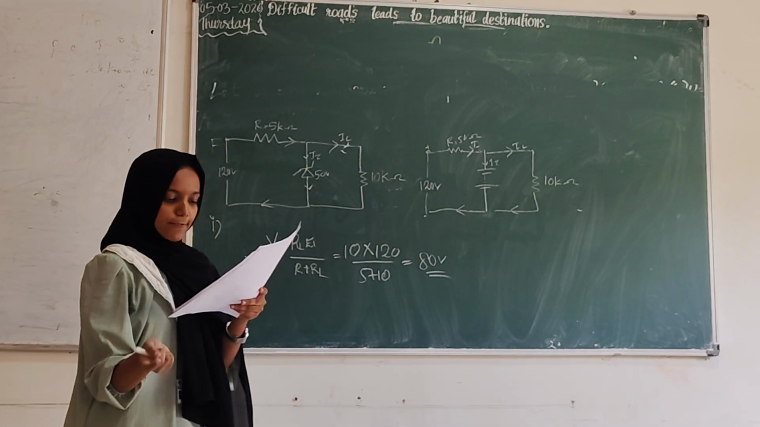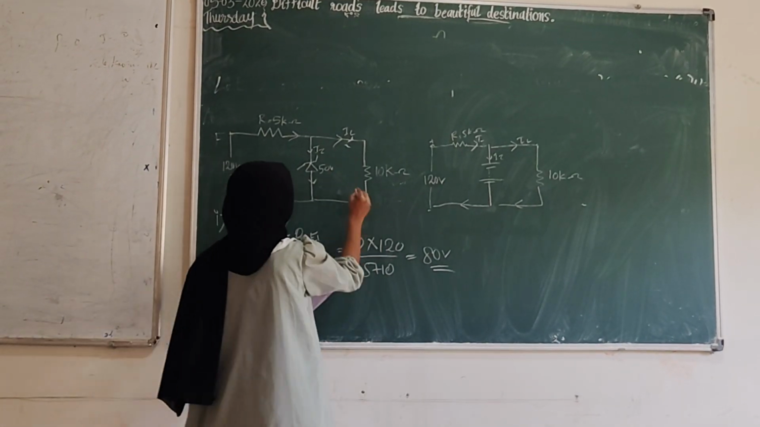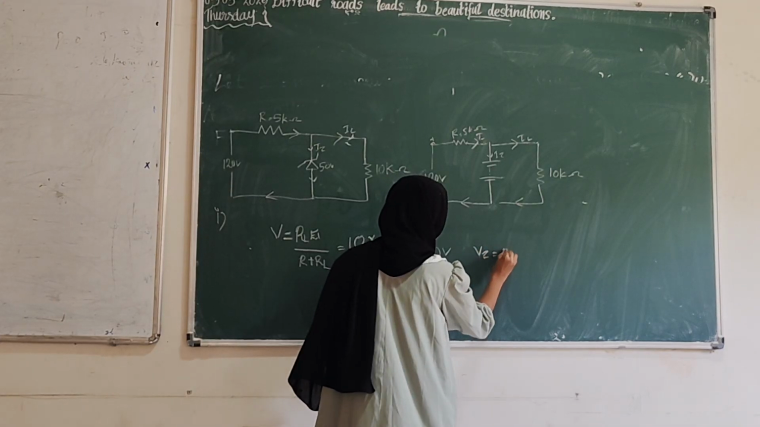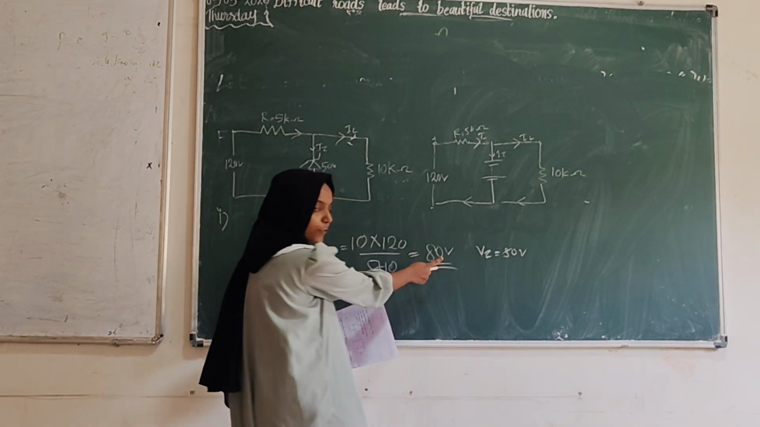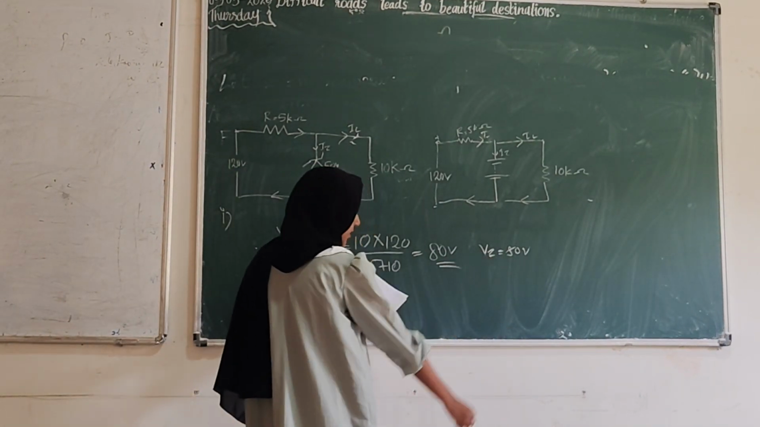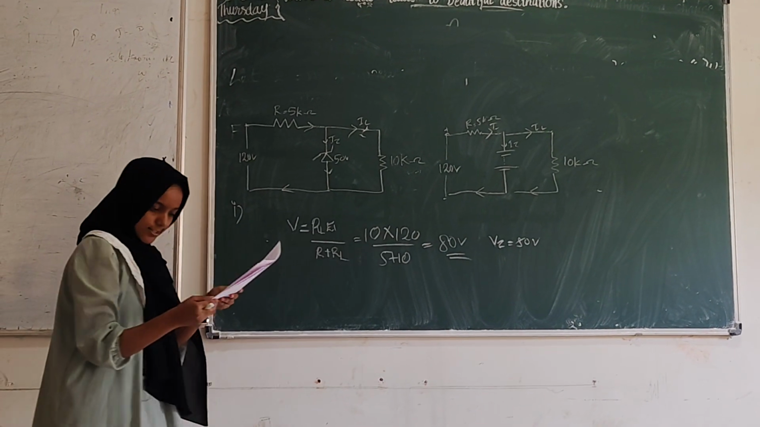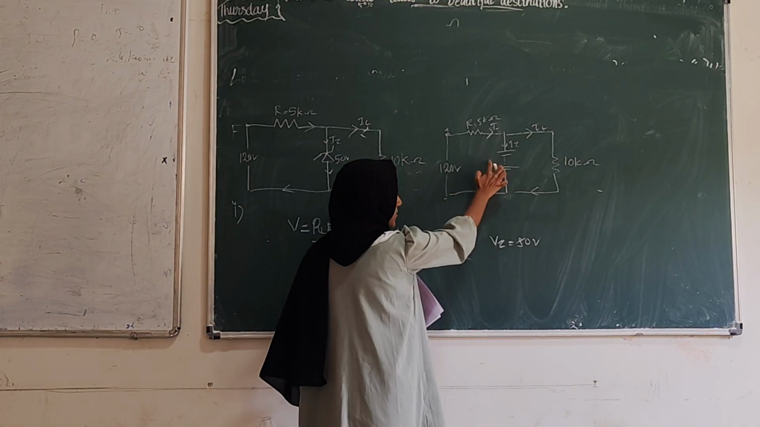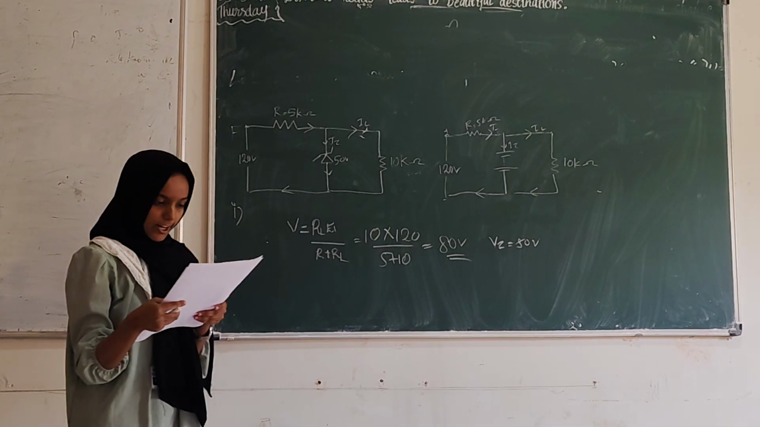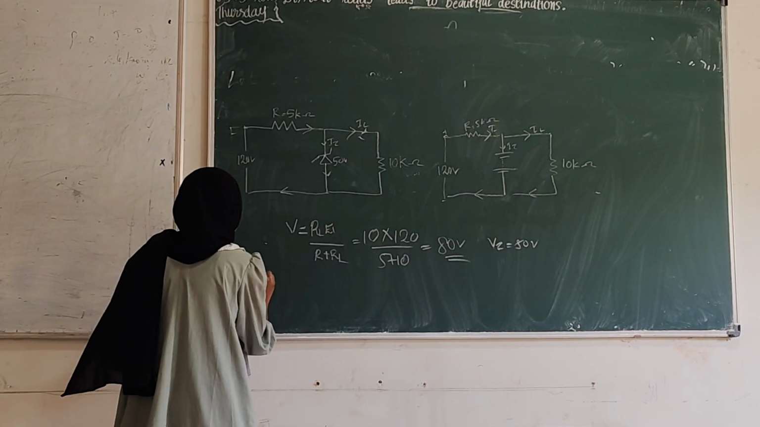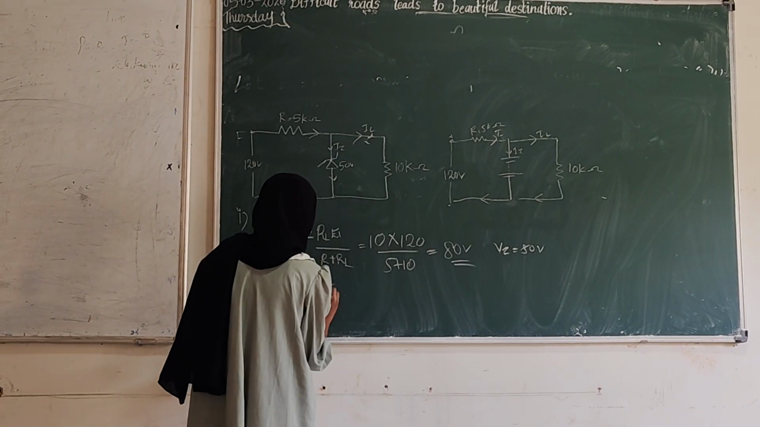Since the zener voltage is 50 volts, this voltage is greater than the zener voltage. So the circuit is in on state, and we can represent the circuit by this figure. The first question is the output voltage. The output voltage is the zener voltage, which is equal to 50.